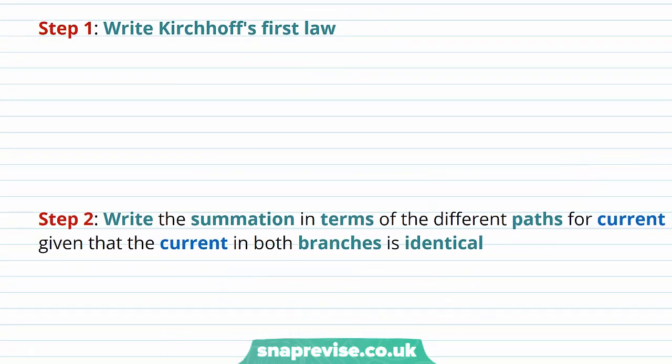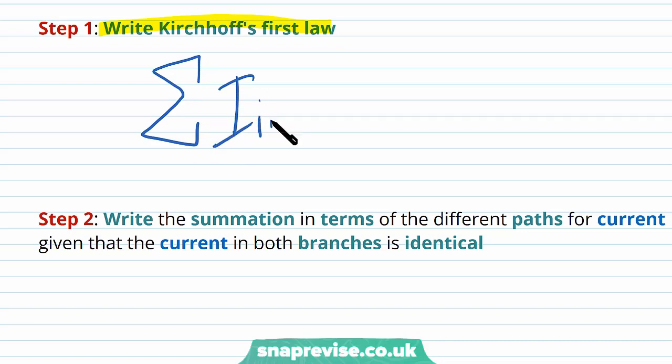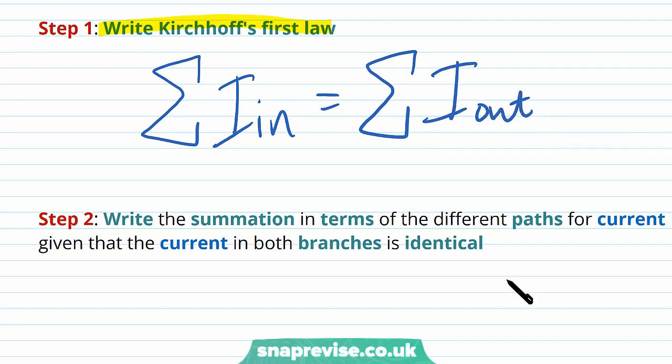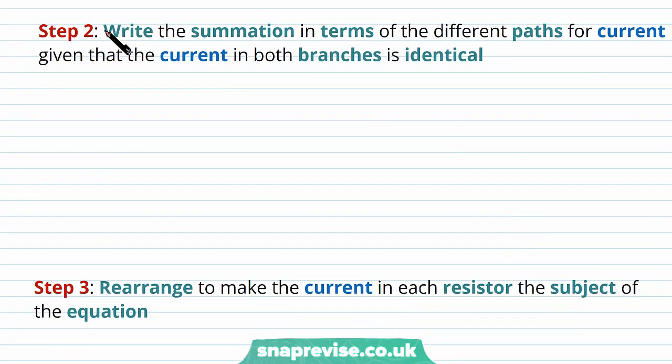So our first step in solving this problem is to write Kirchhoff's first law. That tells us that the sum of the current going into a junction is going to be equal to the sum of the current coming out of that junction. Our second step is to write the summation in terms of the different paths for current, given that the current in both branches is identical.